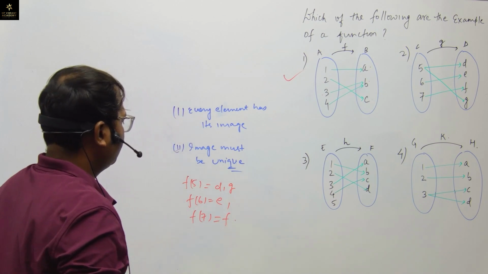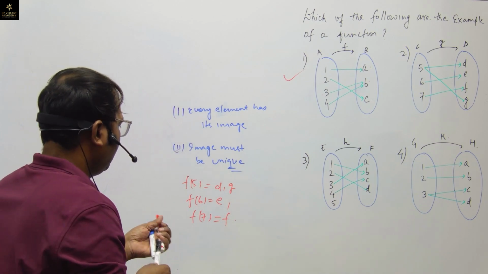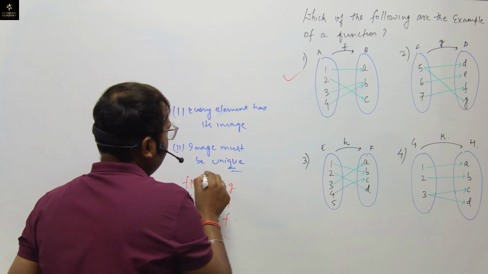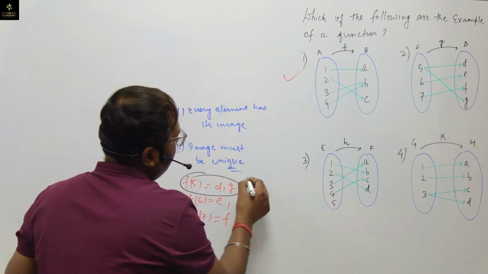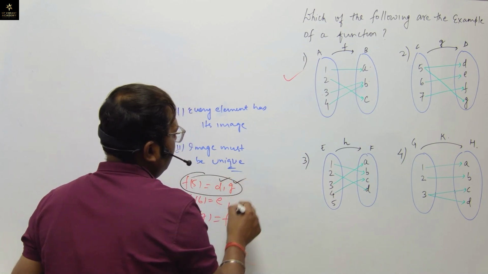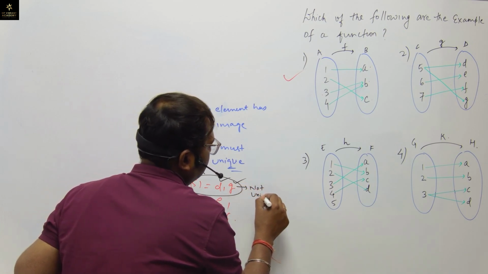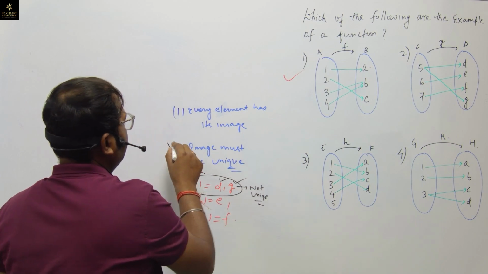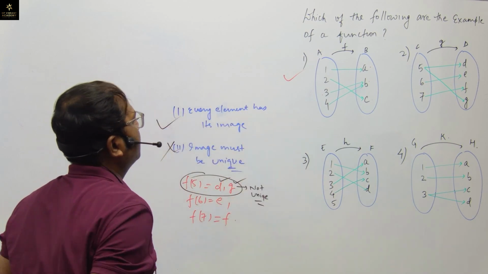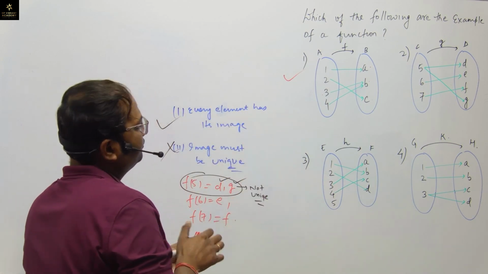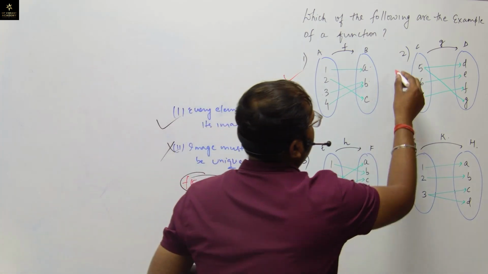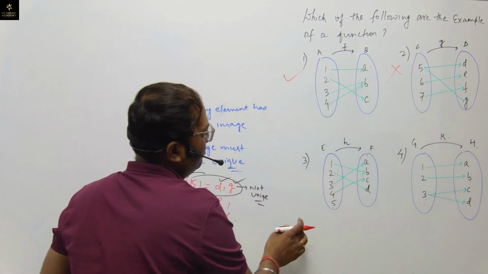Okay, so the images are not unique. f of 5, so 5 is having two images. 5 का दो इमेज है, d भी है, g भी है, so this is not unique. So second condition is not satisfied, but first condition is satisfied, so this is not a function. Okay, so now let us discuss example 3.